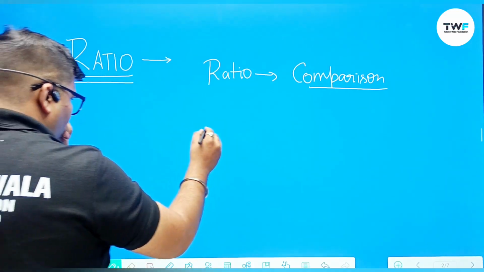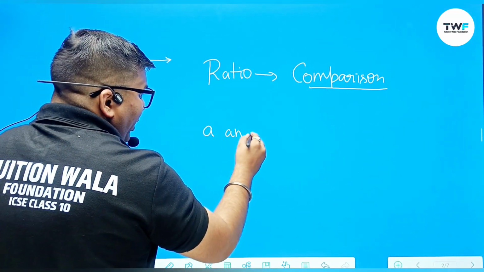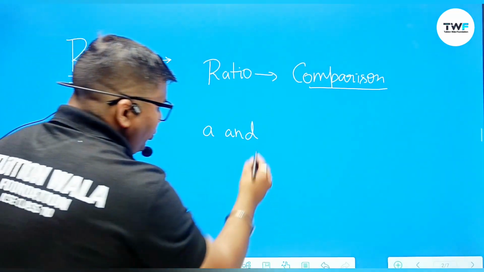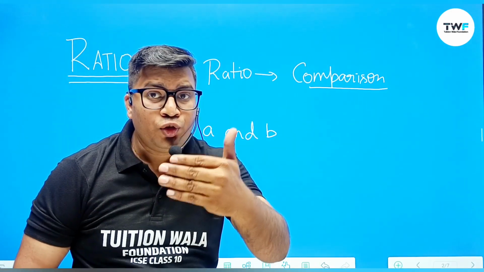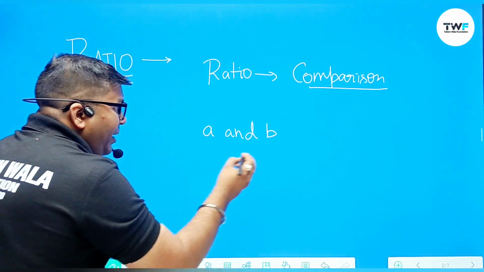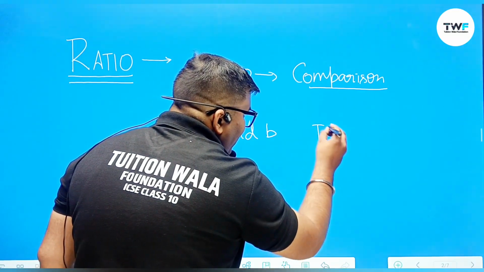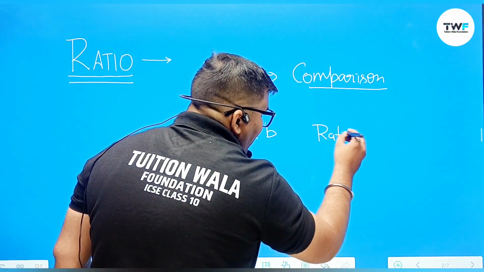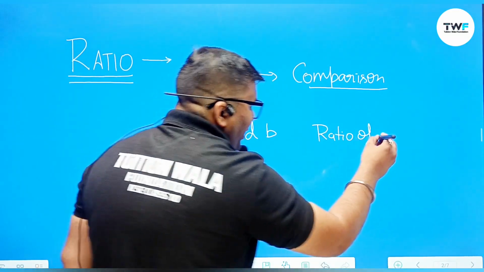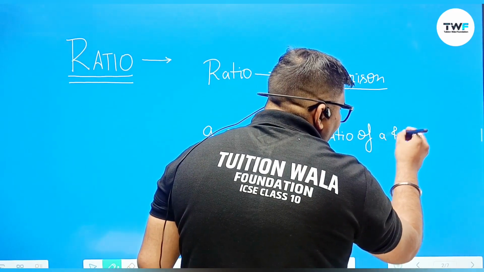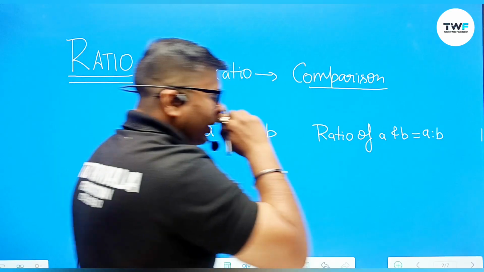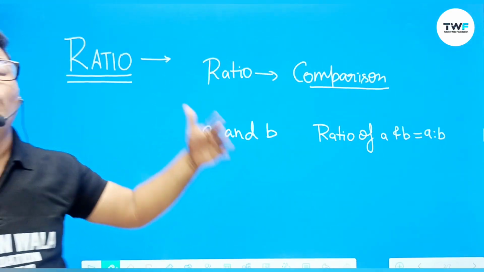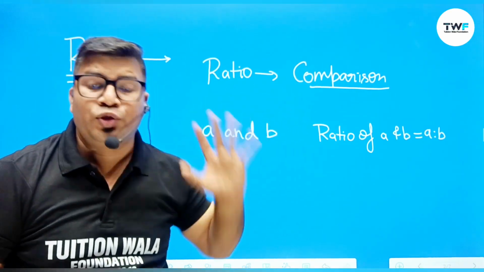Suppose you have two quantities A and B, and you want to find the ratio of A and B. Then what will be the ratio of A and B? Compare means ratio, and the ratio of A and B equals A ratio B. So we can compare two quantities by the term ratio.